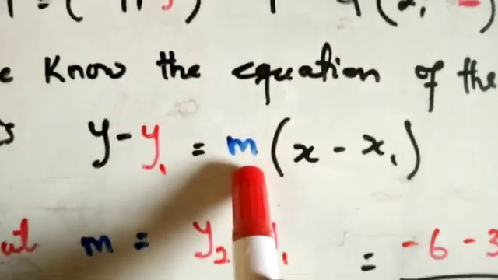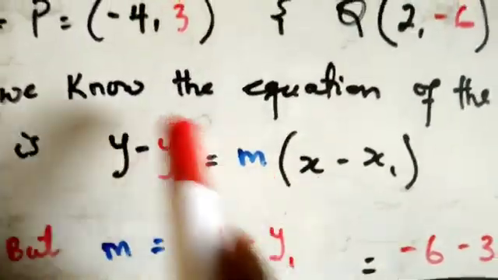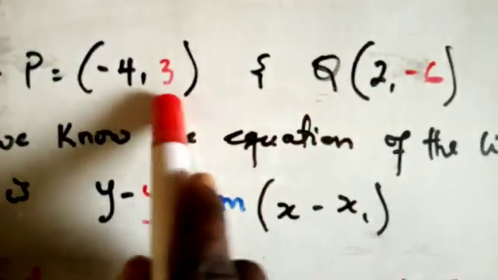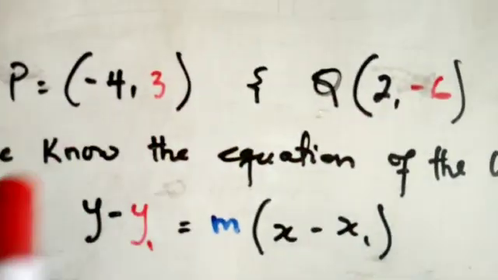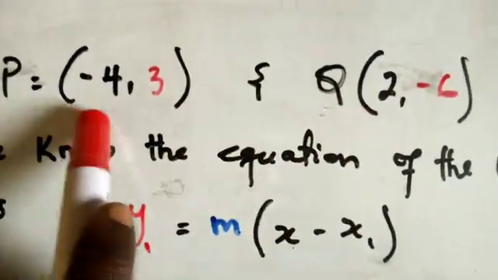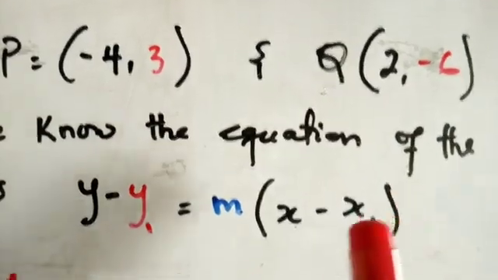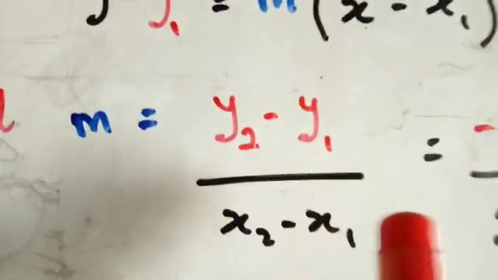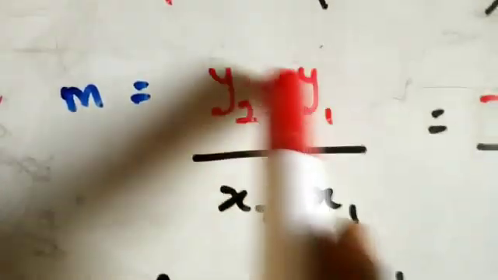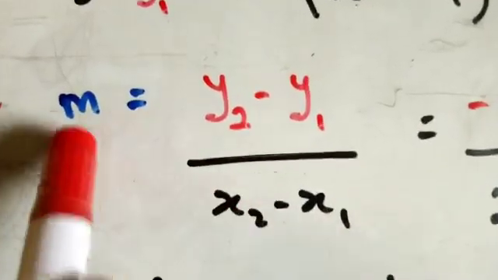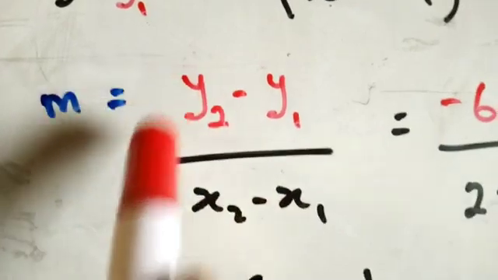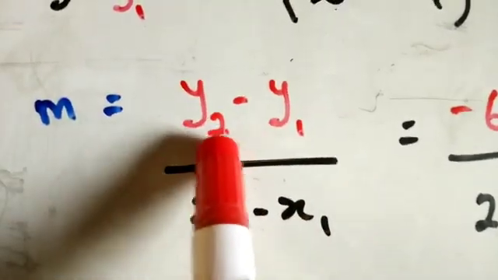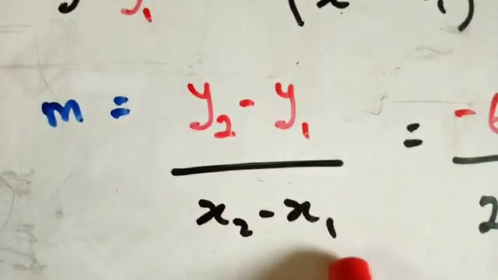Now we know that the m here is the gradient. We are not given the gradient, only these two points. But out of P and Q, we can easily find the gradient by using this formula. The gradient m is y2 minus y1 divided by x2 minus x1.